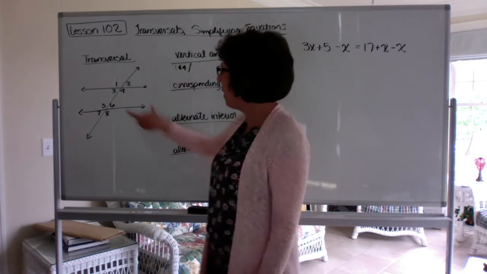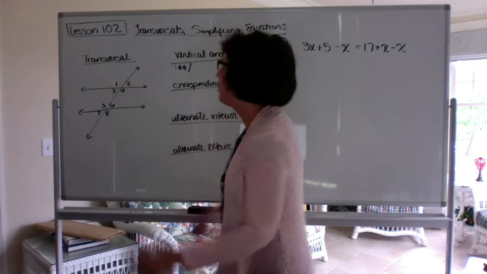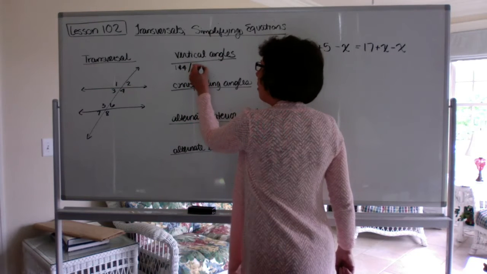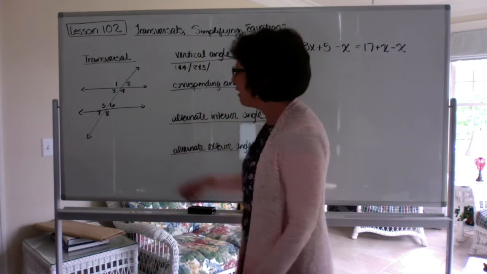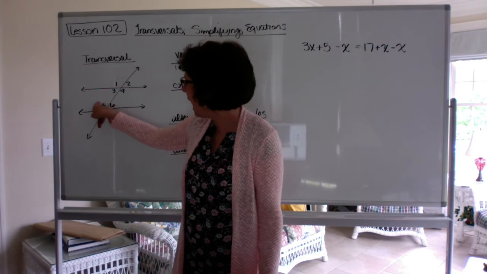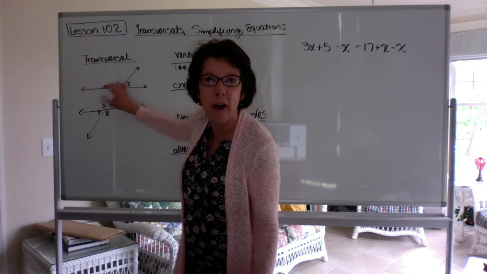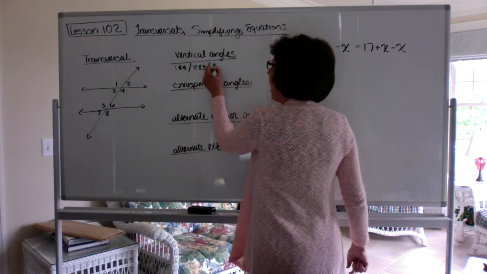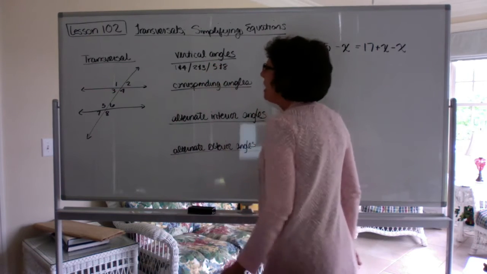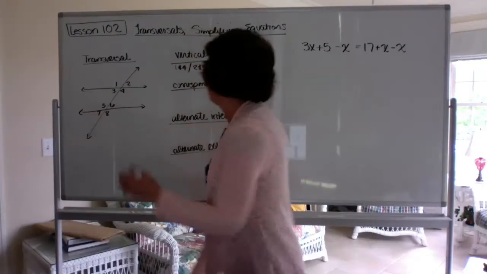Now let's do another pair of vertical angles. Look right here. 2 and 3 are vertical angles. Let's go down to the bottom set. I've got 5 and 8. You see that? 5 and 8 are across from each other. They are vertical. And then I've got another pair, don't I? I have 6 and 7.